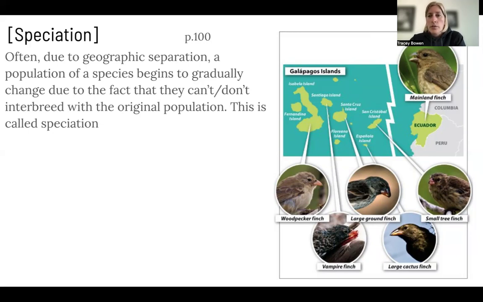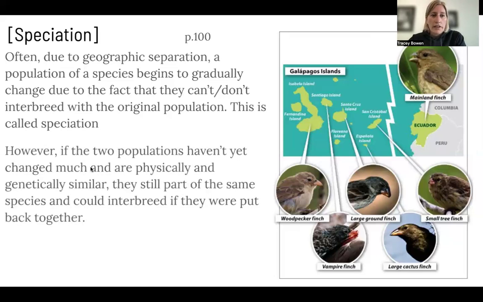And so there was some original finch in Ecuador, the mainland finch, and some of them blew off course in a storm and ended up on the Galapagos Islands. And so over time, these finches changed their feather colors or their beak colors to be better suited for the environment that they were living in. And obviously they do not interbreed because they're on different islands.